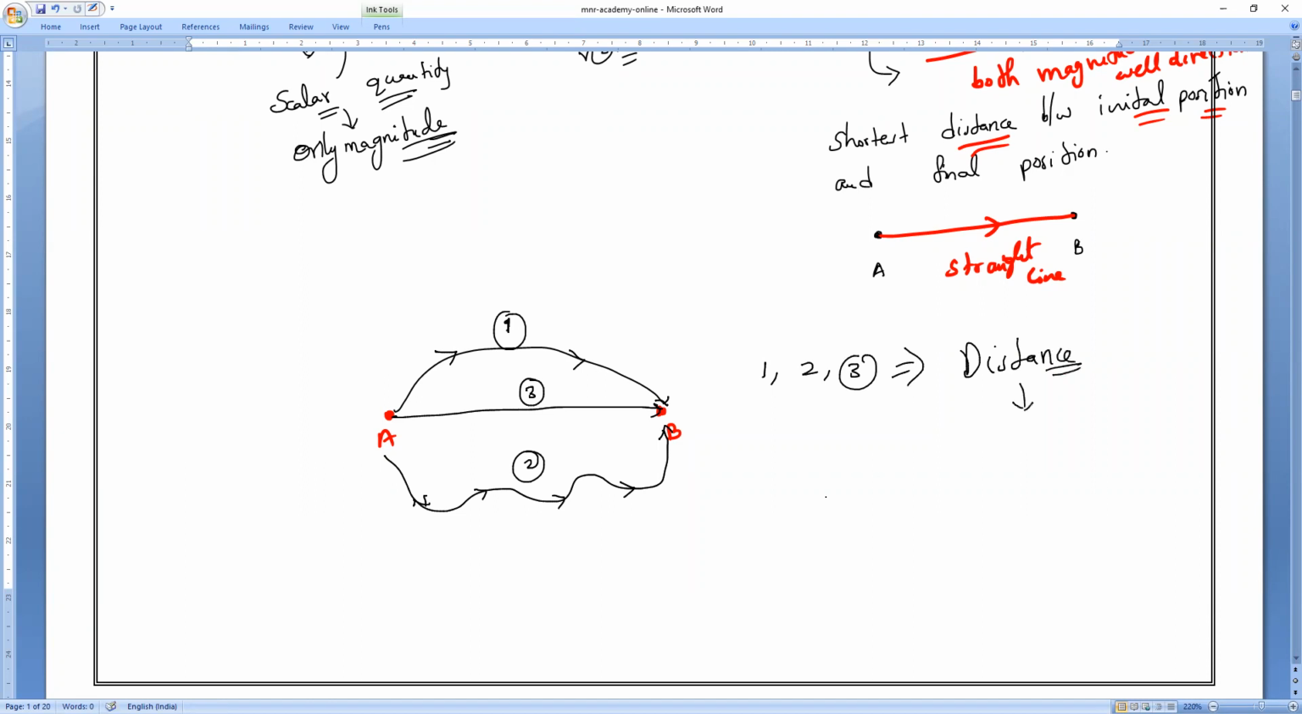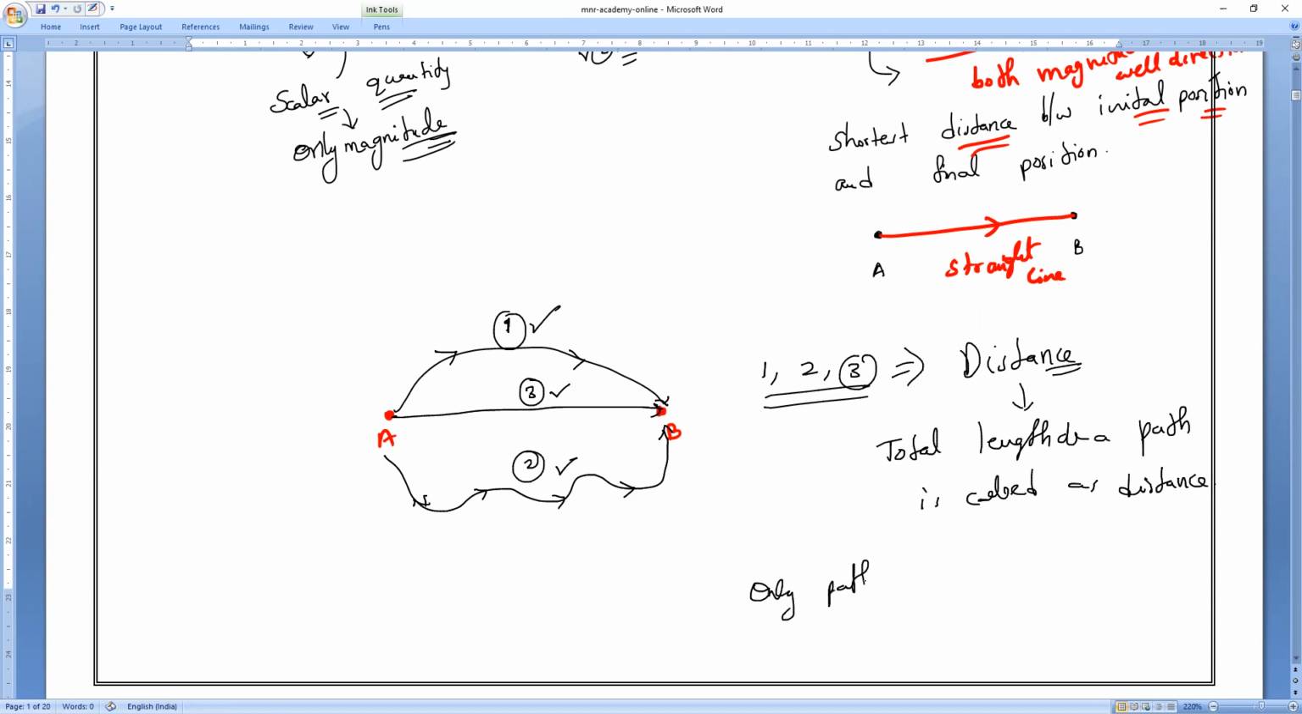Distance means the total length of a path. The total length of a path is called distance. Are you all clear? Please respond. So path 1 is also a distance, path 2 is also a distance, and path 3 is also a distance. But all three are not displacement. Who is displacement? Only path 3 is displacement.